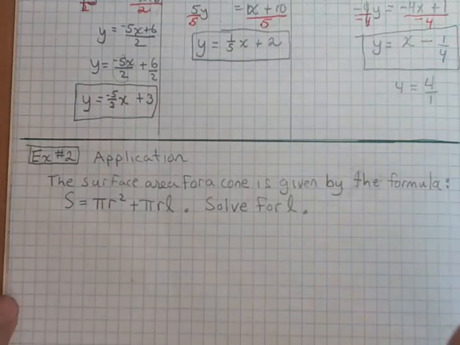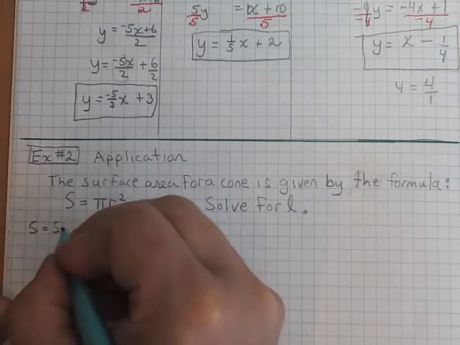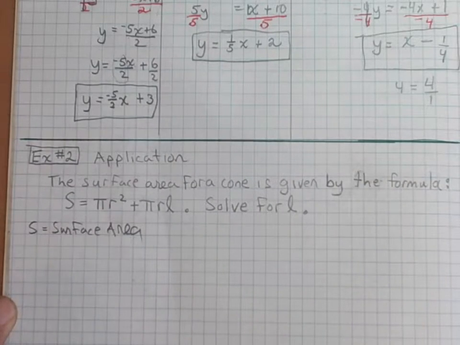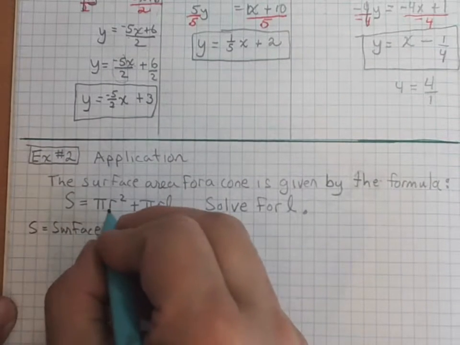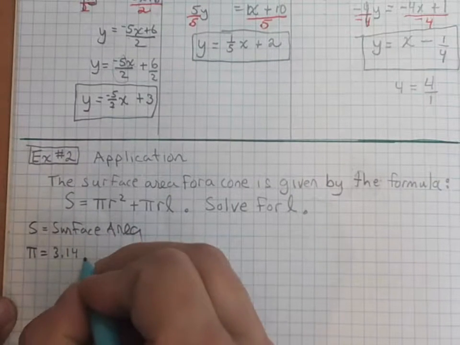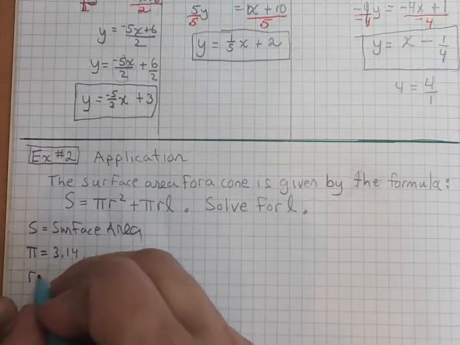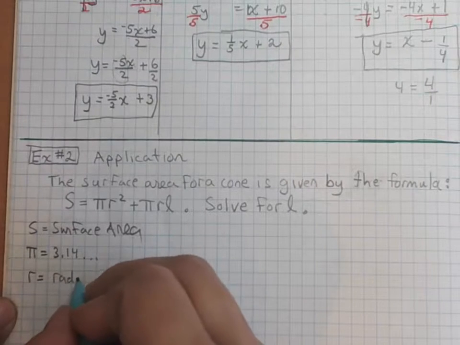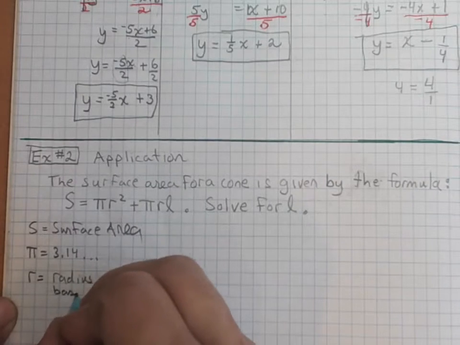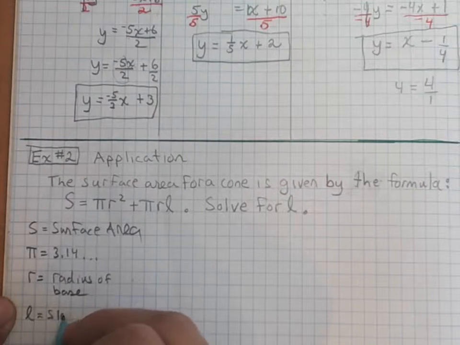What are all these parts? Well, big S is the surface area. Let me define all this. This is called defining your variables. We have a lot of them here. We have little r. Well, what's pi? Now, pi is a number. Pi is 3.14 and continues forever. That is not a variable. R is the radius of the base, which I'll show you in a moment. And then finally, there's the cursive L, which is called the slant height.